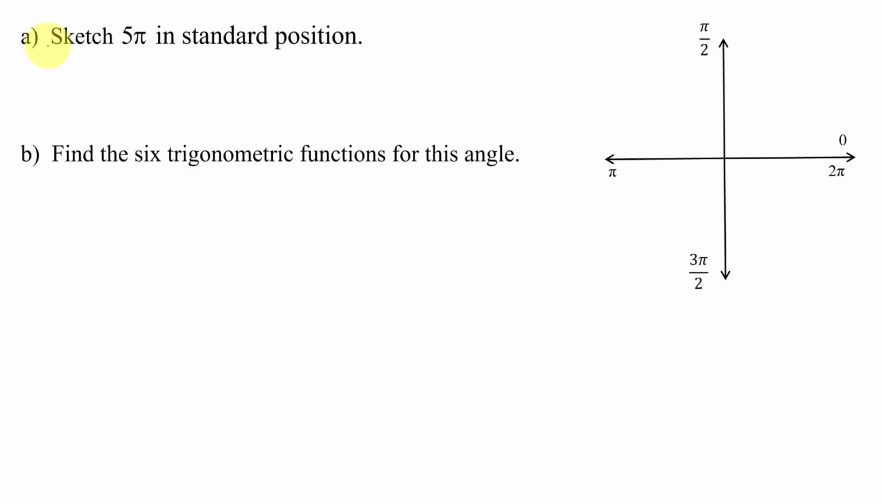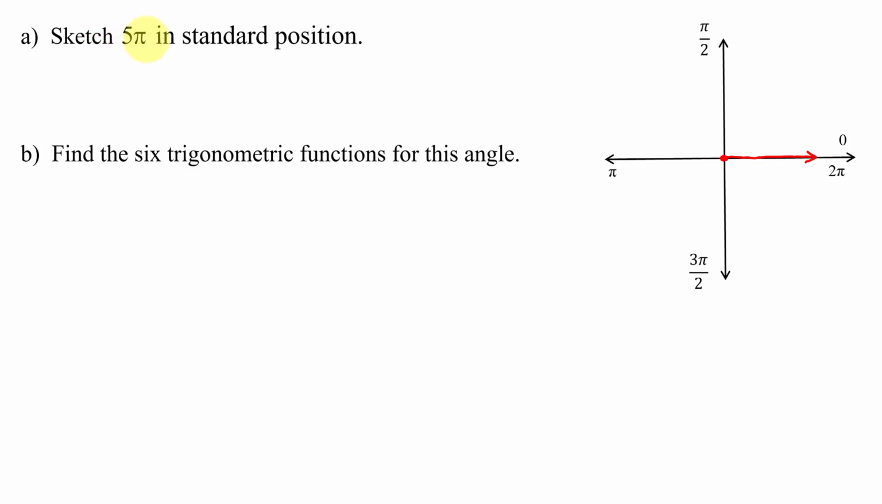In this example, I need to sketch 5 pi in standard position, and then I need to find the 6 trigonometric functions for this angle. As my angle does not have a degree symbol on it, I know it's in radians. And remember, standard position means the vertex is at the origin, the initial side is along the positive x-axis, my angle is positive, so I'm going to rotate in a counterclockwise direction.